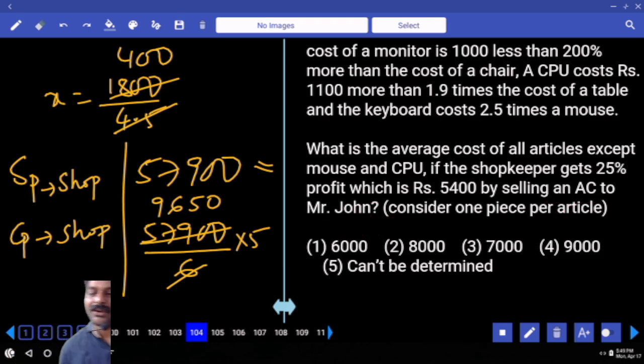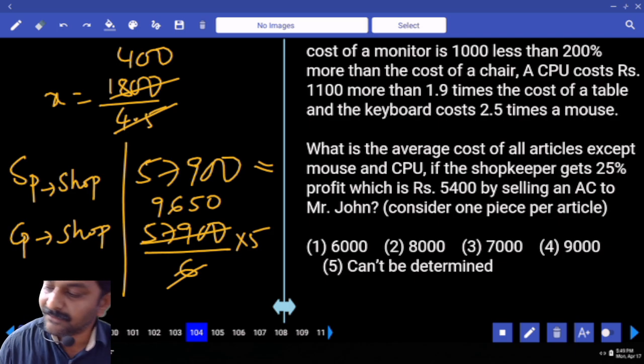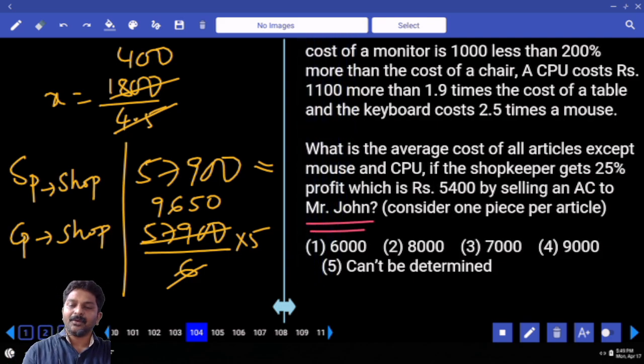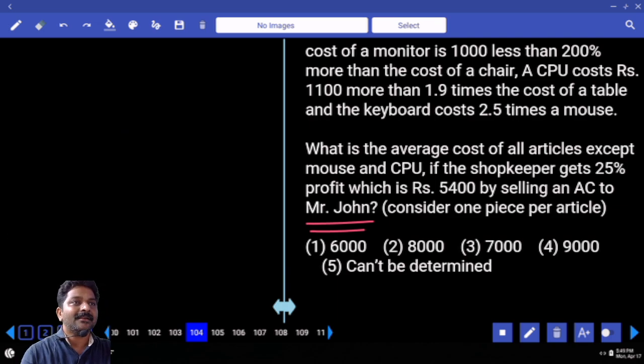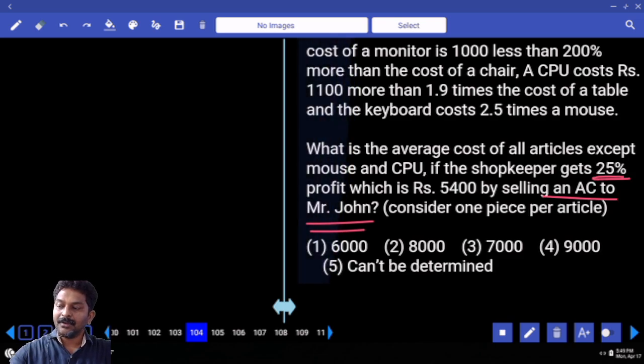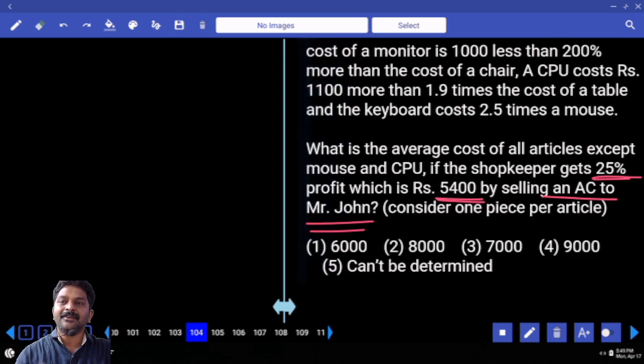What is the average cost of all articles except mouse and CPU if the shopkeeper gets 25% profit, which is 5,400 by selling an AC to John? Okay. What is he selling now? AC. And how much profit is he getting? Which is equal to 5,400 only.